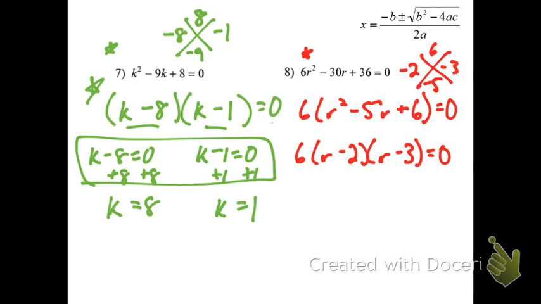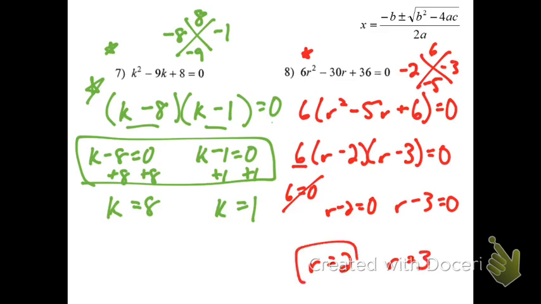So then, here's what we have. We're not worried about the 6 because you can't set 6 equal to 0. It doesn't work. But r minus 2 can be set equal to 0, and so can r minus 3. So we get two solutions. R is equal to 2, and r is equal to 3. All right, so numbers 7 and 8 are done.